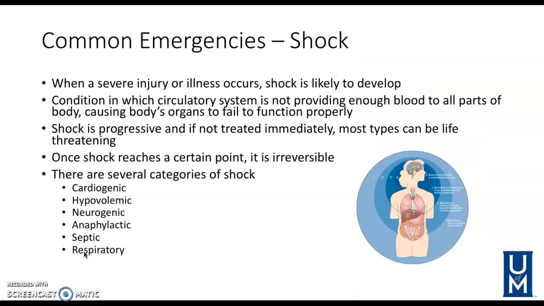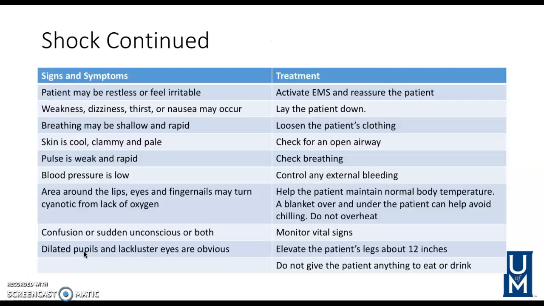So now we're going to kind of jump into some common emergencies, one being shock. So this is a severe issue that can be life-threatening, and it often follows an injury or illness, but it's where our circulatory system starts shutting down, and so it's not providing enough blood to all of our organs. So when blood is not circulating to our organs, they start to shut down. It is progressive, and if it's not treated immediately, it can be life-threatening. Once it starts reaching a certain point, it can oftentimes be irreversible. There are different categories of shock, and I've listed those there for you guys as well.